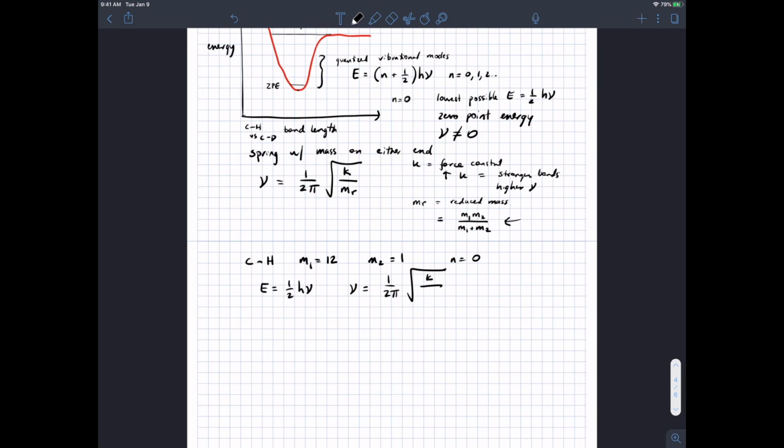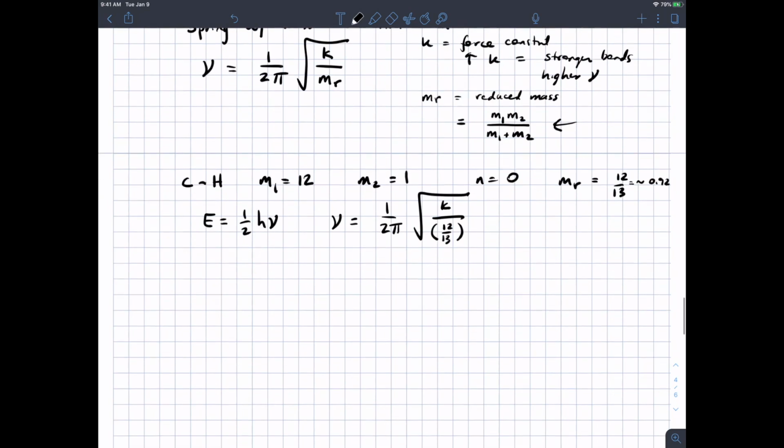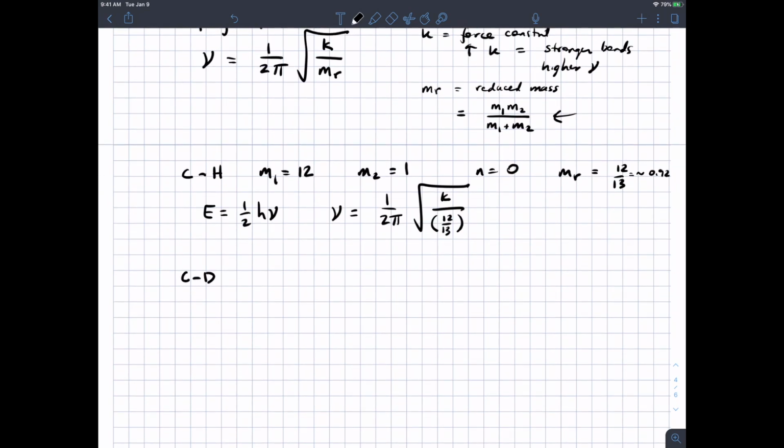And just bear with me for a minute. I know you hate math, but this is going to show you where kinetic isotope effects come from. The reduced mass for carbon and proton is actually going to be 12/13 or 0.92. So I'm just going to do 12 over 13 here because it bothers me to write decimals that are only approximations. I'm sorry. Now let's do the situation where we've got a CD bond.